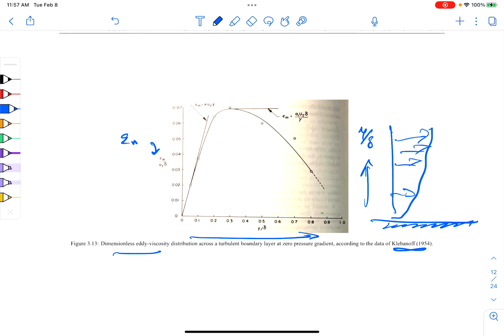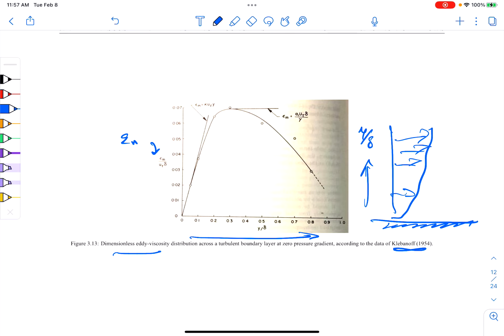Before we go down that path, I want to look at figures, which I inserted as 3.13 and 3.14. They show eddy viscosity and mixing length distributions, from some experiments here of Klebanoff. There they are, a very famous set of boundary layer experiments. So let's look at the first one.